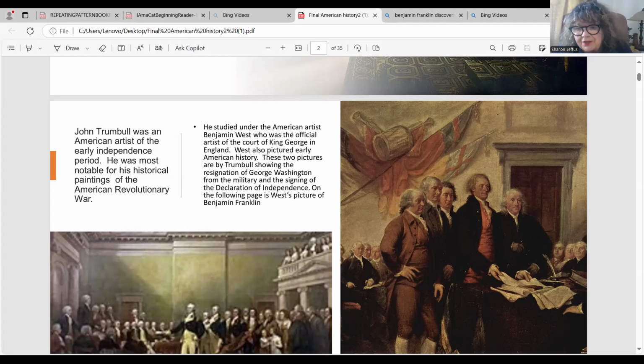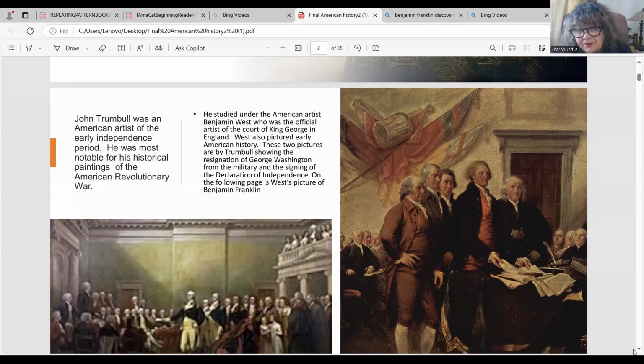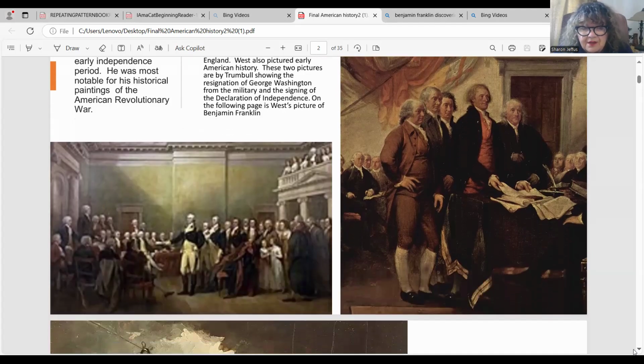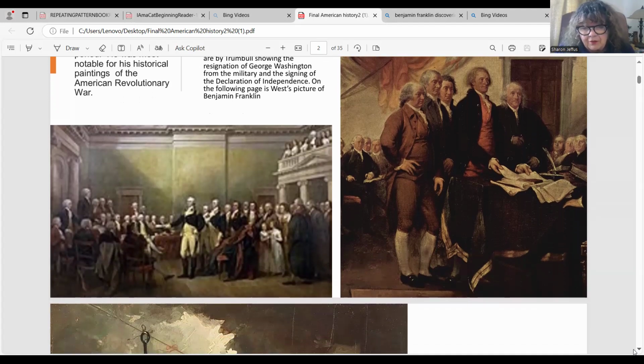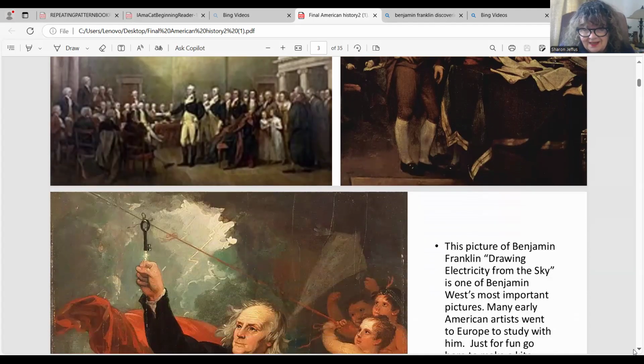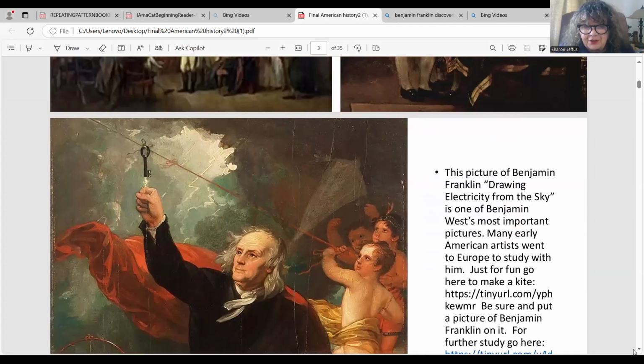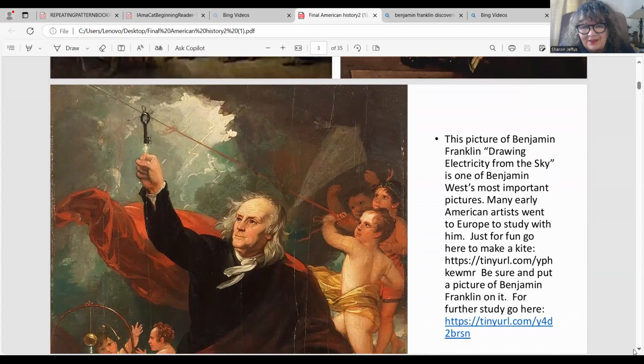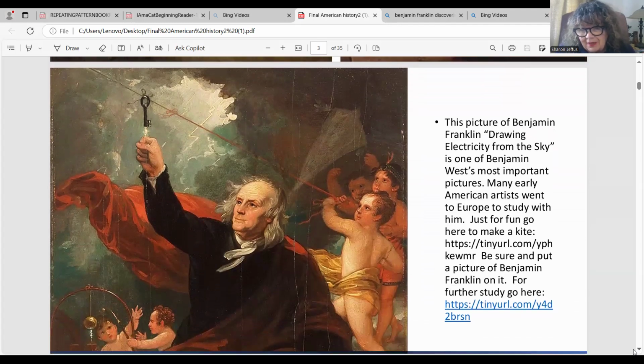So these two pictures are pictures of American history. As you can see, the one on the left is a picture of George Washington, and he is resigning his commission in the military, and he is going to be taking a different position as first president of the United States. Now, the next picture is Benjamin Franklin, and this is by Benjamin West, a very important picture.